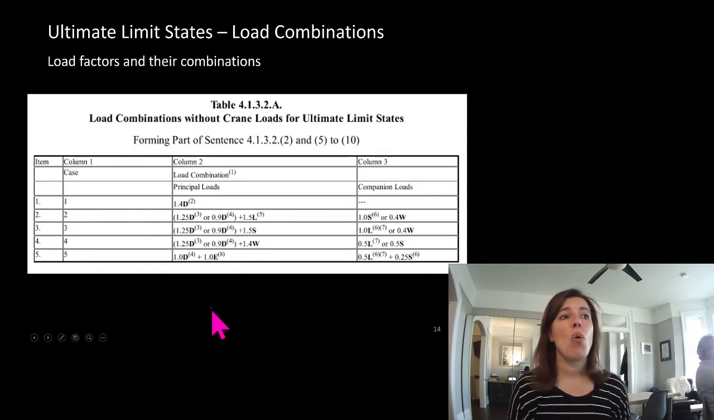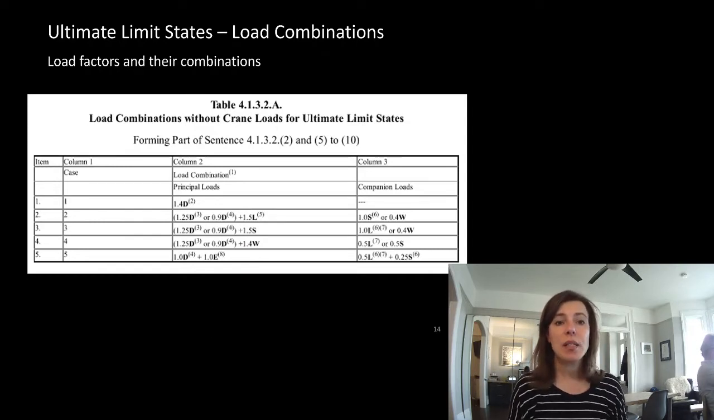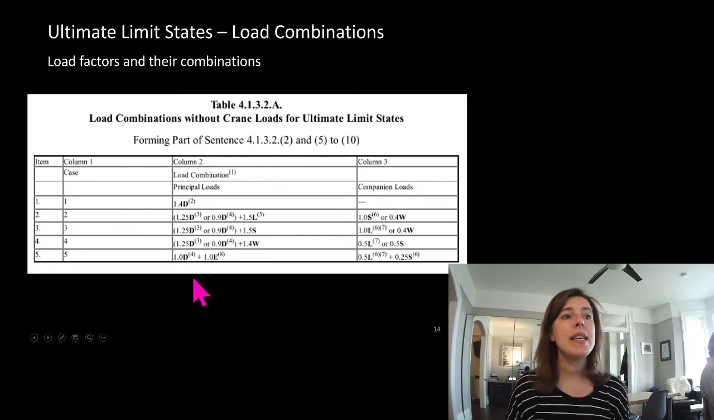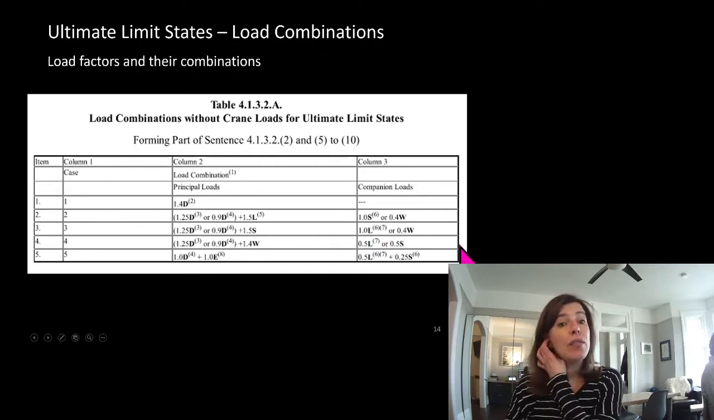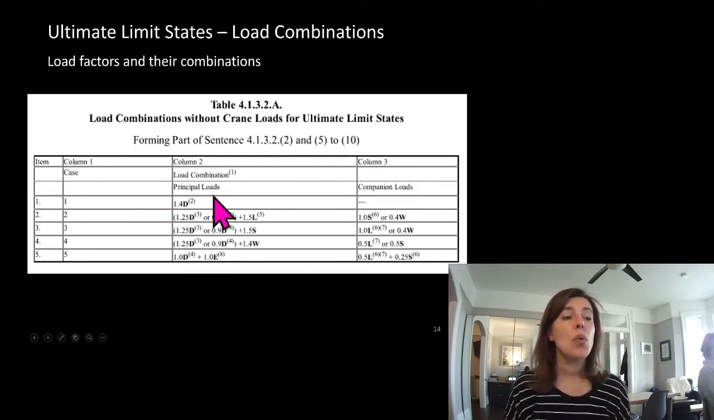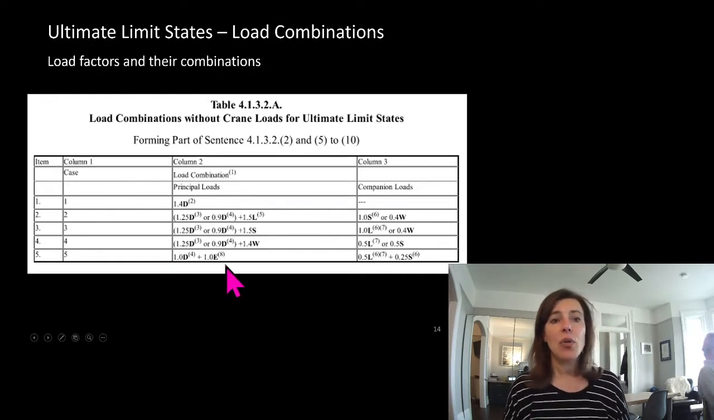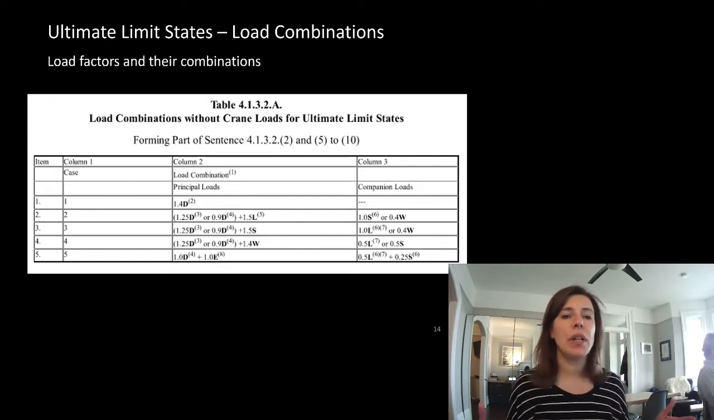Ultimate limit states, or our load combinations. So this is where we start to combine those loads together. So our ultimate limit states for strength design have these combinations of load cases. What they've done is they've said, you can imagine that you could have any of the loads all by themselves. It would be hard to have live all by itself because you'd always have your dead load there. So you could have dead load all by yourself. You could have dead load with a live load. You could have dead load with snow, dead with wind, dead with seismic.